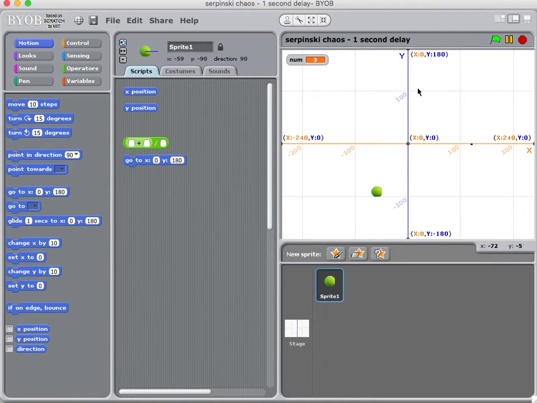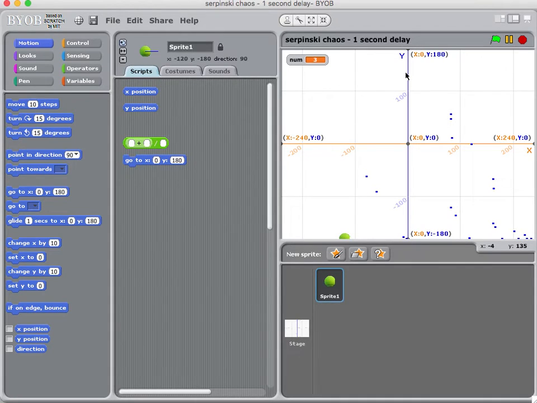Let's run it a couple more times. Again, my random number was 2 in this case, so he moved halfway between his current location and vertex 2, and he's putting down a little dot here just by putting the pen down, moving a step, and picking the pen up. Again, the random number was 2, so he moved halfway between where he was and vertex 2. I'll keep playing this game. The random number was 1, so he moved halfway between where he was, in other words, his xy position, and vertex number 1. I could keep playing it again and again and again.